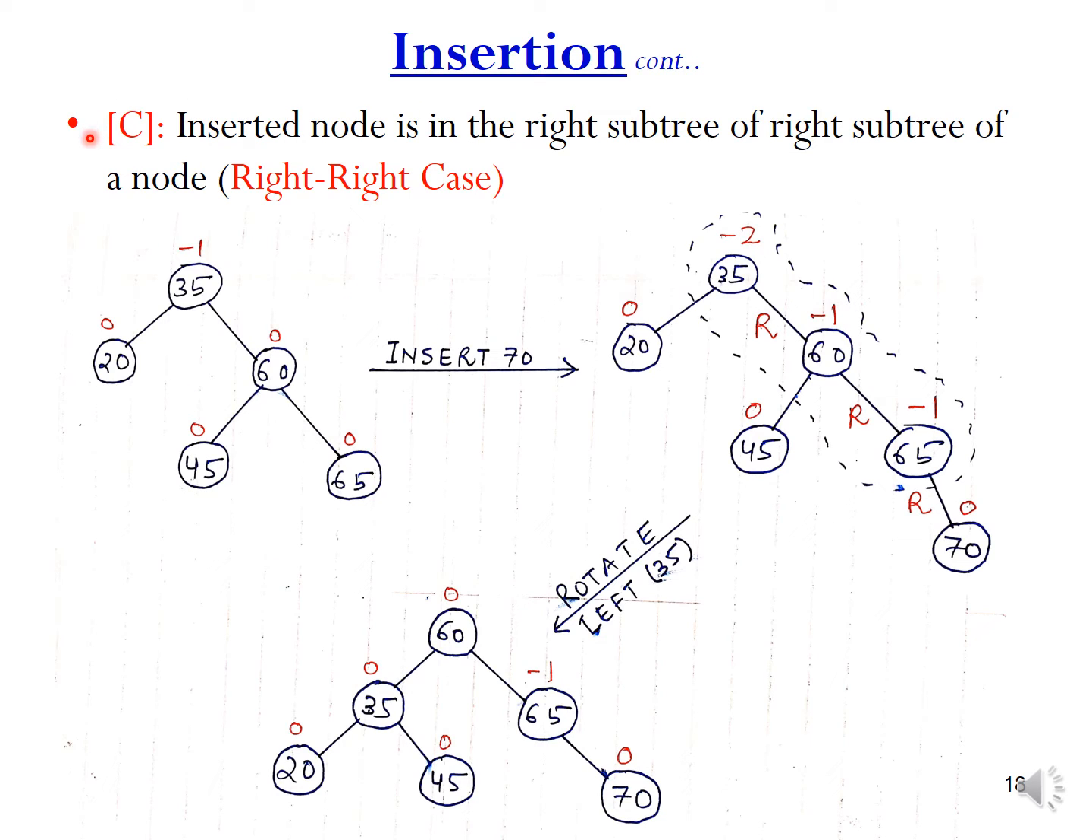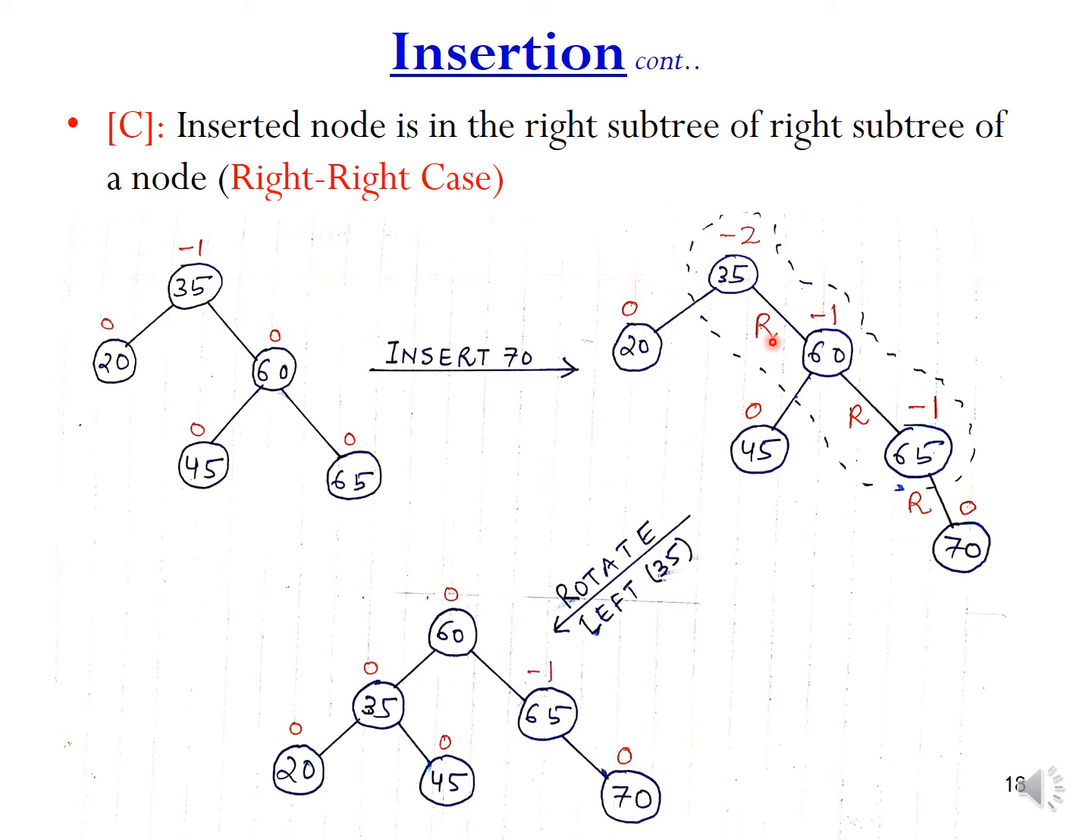This is the third case, the right case. The inserted node is in the right subtree of the right subtree of a node. We have considered this AVL tree. Now we are inserting 70. 70 is greater than 65, so it will come here. Now we will calculate the balance factor of all the nodes. The balance factor of 70 is 0, 45 is 0, 65 is minus 1, this is also minus 1, this is 0, and this is minus 2.